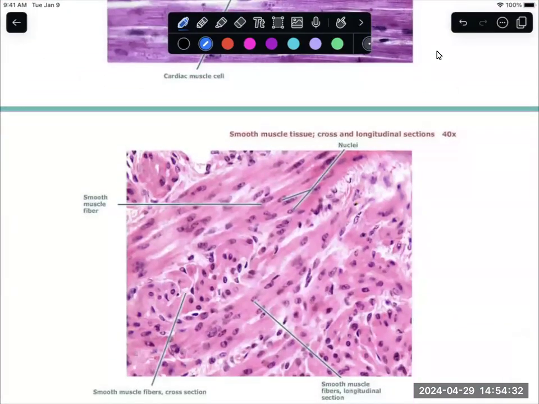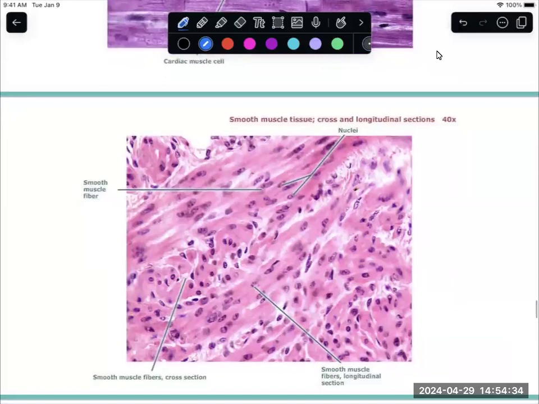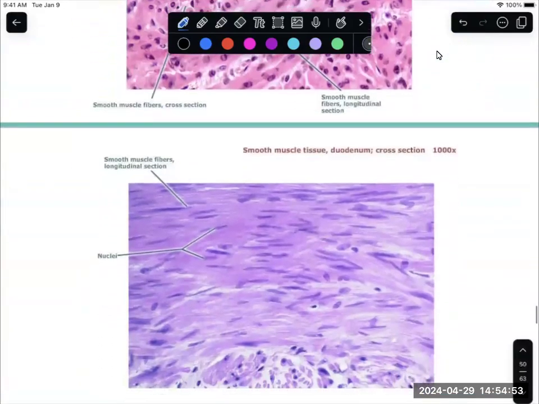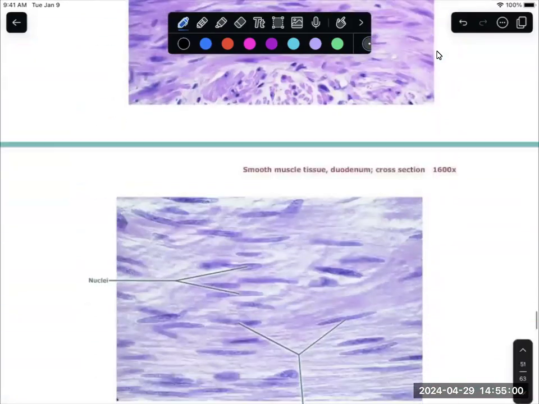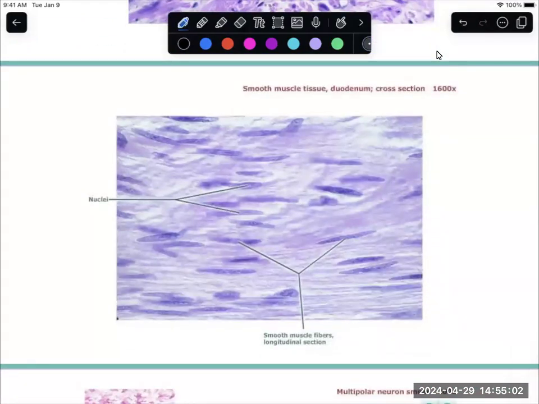Smooth muscle. Remember, in smooth muscle, we have a lot of nuclei. Those nuclei are what make it different from that dense regular connective tissue. So here's another example. There's a lot of nuclei. There's lots of cells in there in that smooth muscle. Same here. We have a lot of nuclei within those cells.